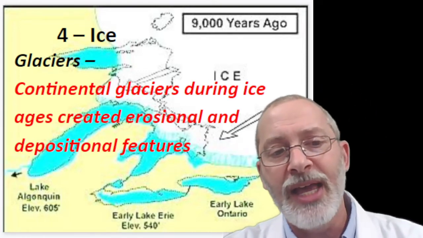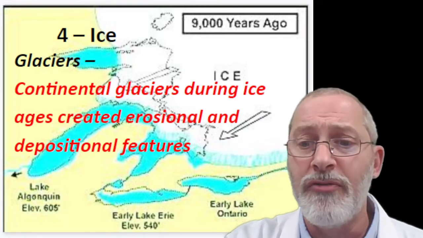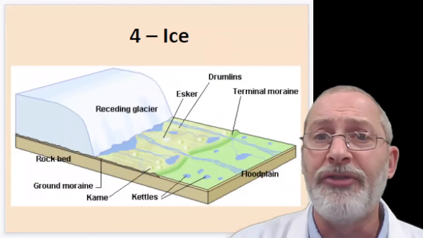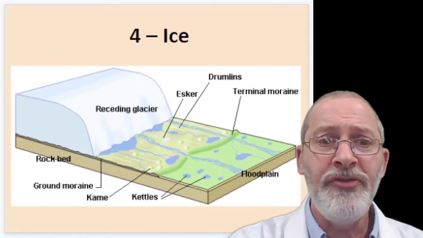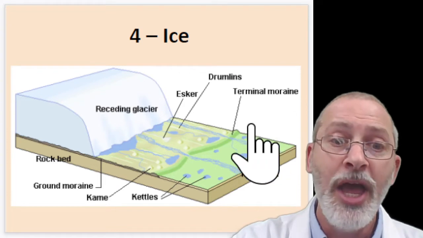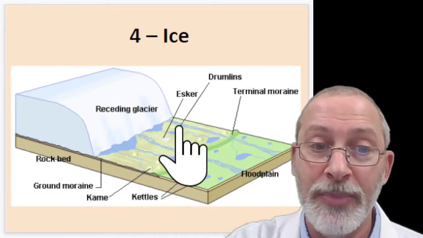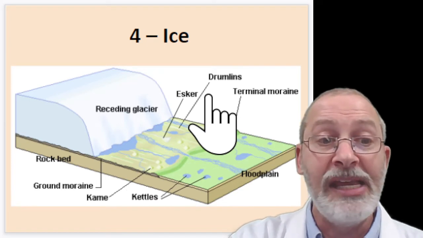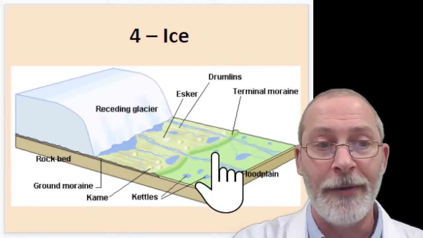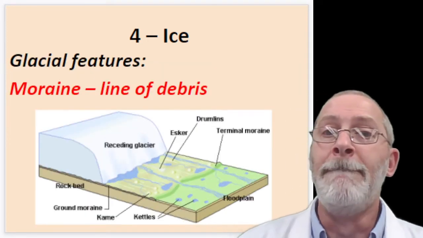But as that ice melted, after carving its way over the landscape, it created different features. Different features that are some of your vocabulary terms, like moraines and kettles, kames and drumlins, and erratics, which aren't even on here. But we're just going to talk about a couple of them right now. Moraine.